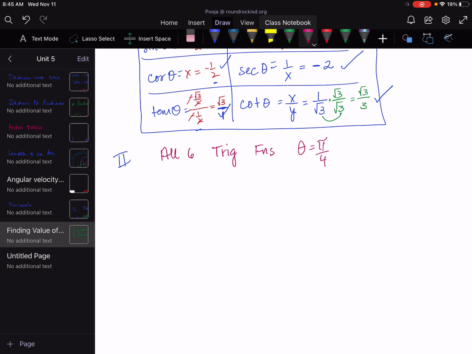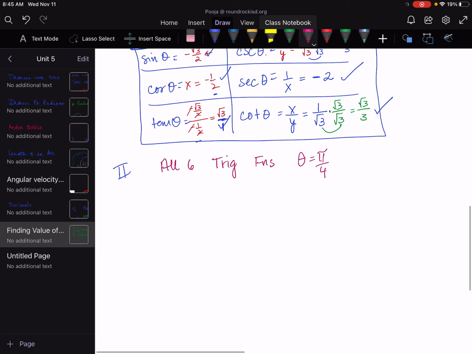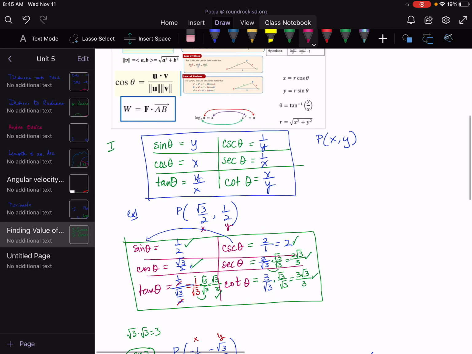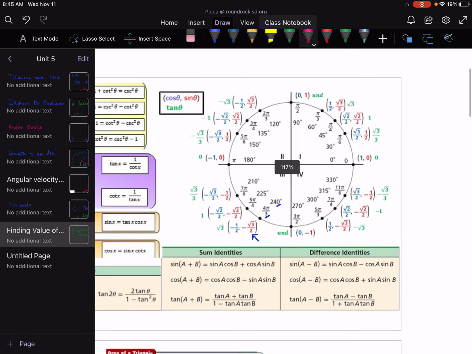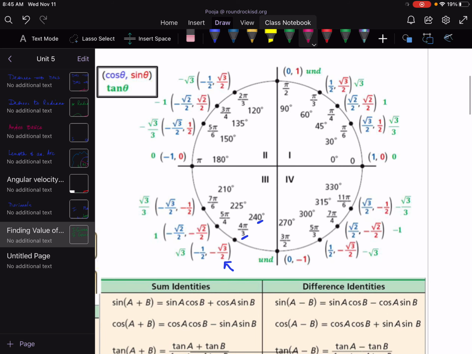So I'm like, huh? Theta is given. They didn't give me a point. But theta equals pi over 4 can be found on the unit circle. So what's the corresponding point for that? Again, remember, this is the origin, so this is 0, 0, right? And the radius of the circle is 1. Pi over 4 is right there.